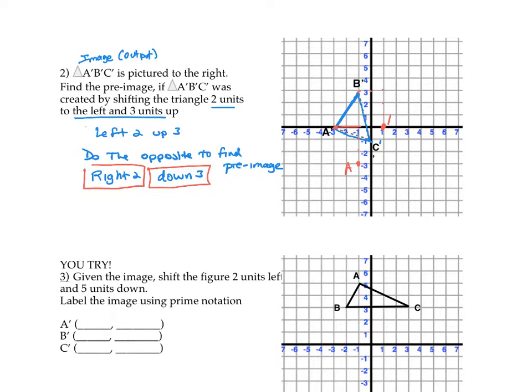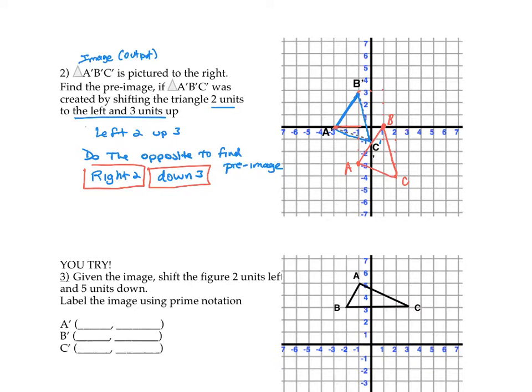So this is where B would have been. And for C prime, go to the right 2, 1, 2, and down 3, 1, 2, 3. That means the original triangle, ABC, looks like this. So now check it out.